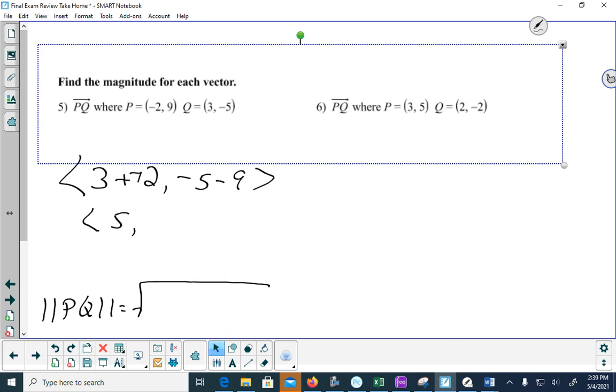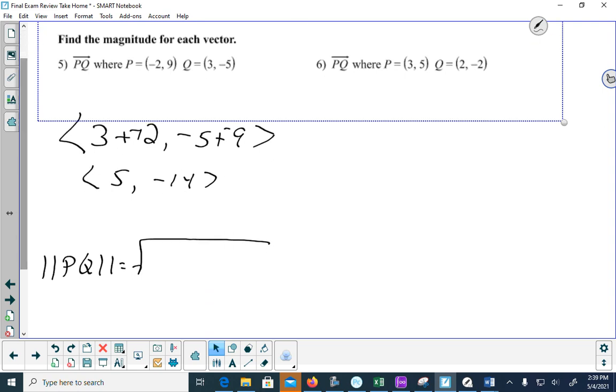I'm going to have 5, -14. So I'm going to do 5 squared plus -14 squared. And when I do that, I'm going to have the square root of 221. Okay, the next one, I'm going to do the component form first.